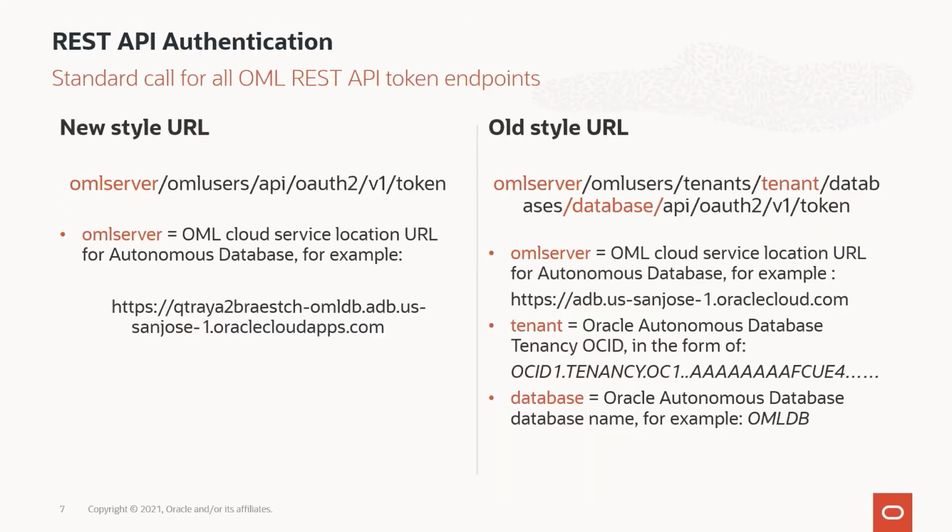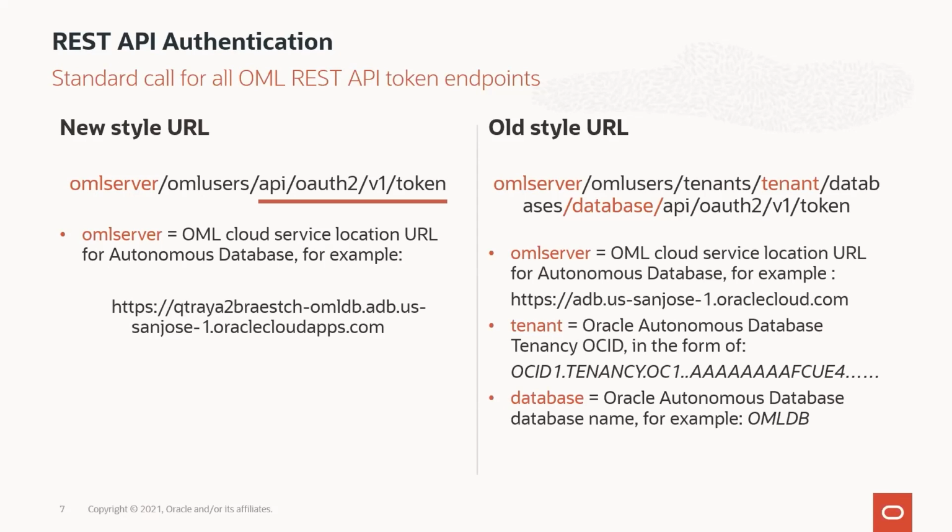Okay, so to use the OML for Pi and OML Services REST APIs, you first need to get a token, and then you use that token for all of your requests. And this is the API to get the token request and authenticate OML users for the REST APIs. The token endpoint is that OAuth2 v1 token.